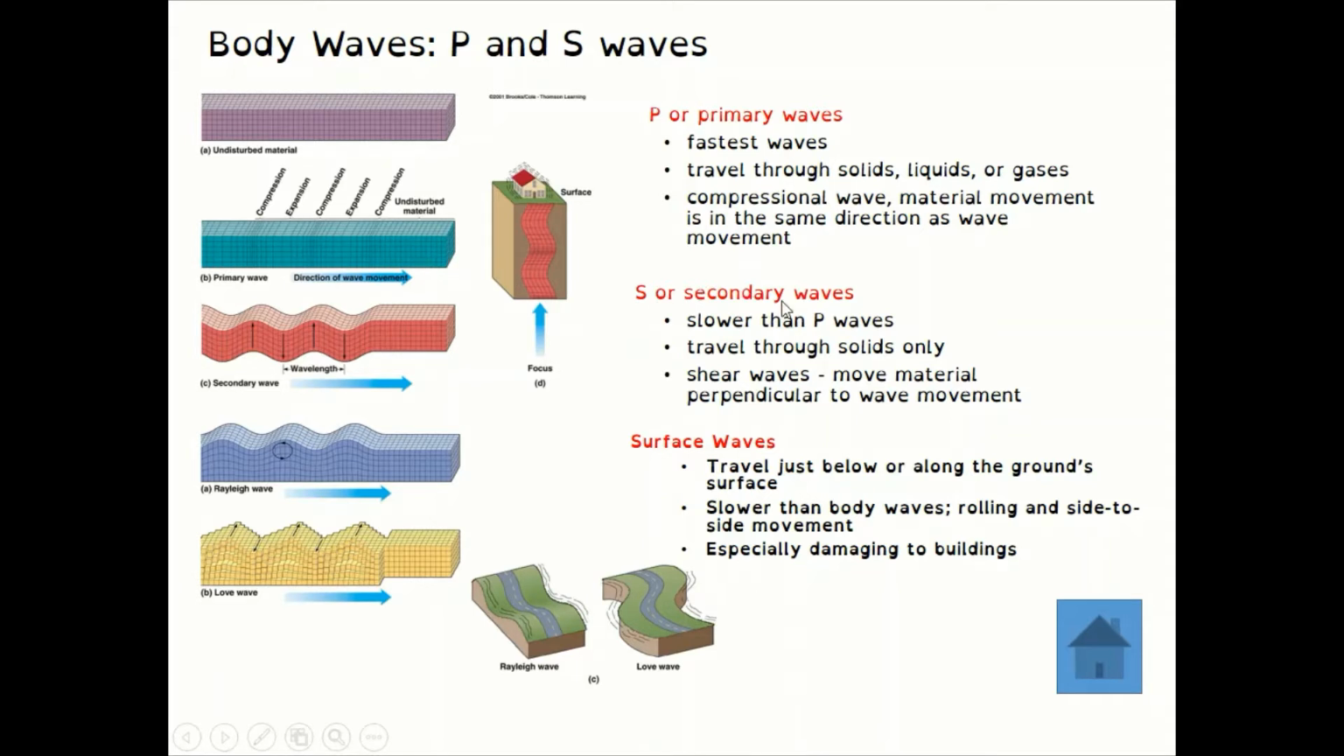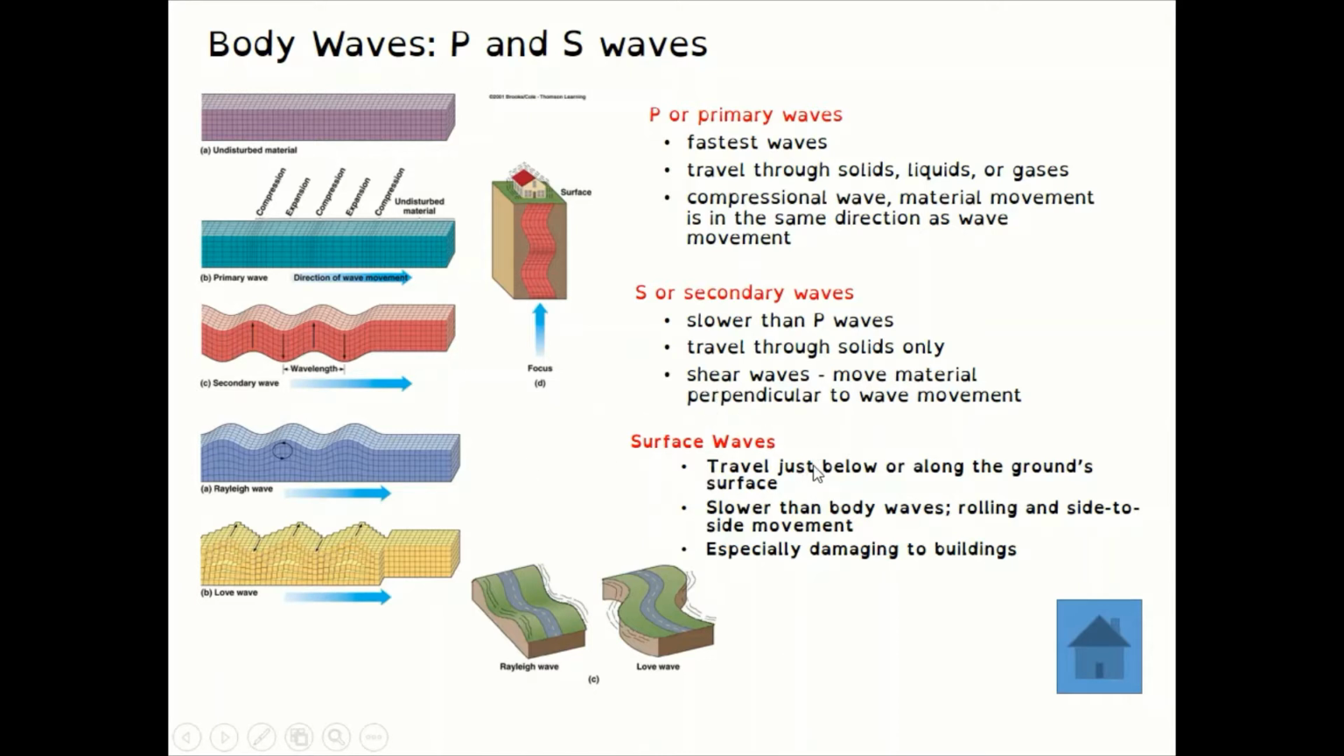And then we come to secondary waves. Now these come second. They are slower, okay? They only travel through solids, and they're called shear waves. So this is like when you get a spring or something and you shake it from side to side. It's that movement, okay? So that's how they're traveling through the ground.